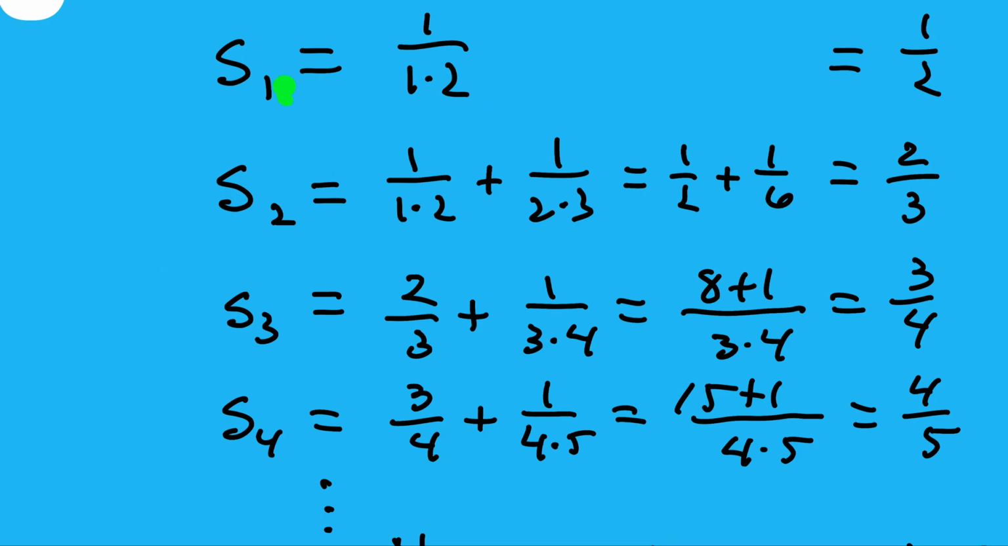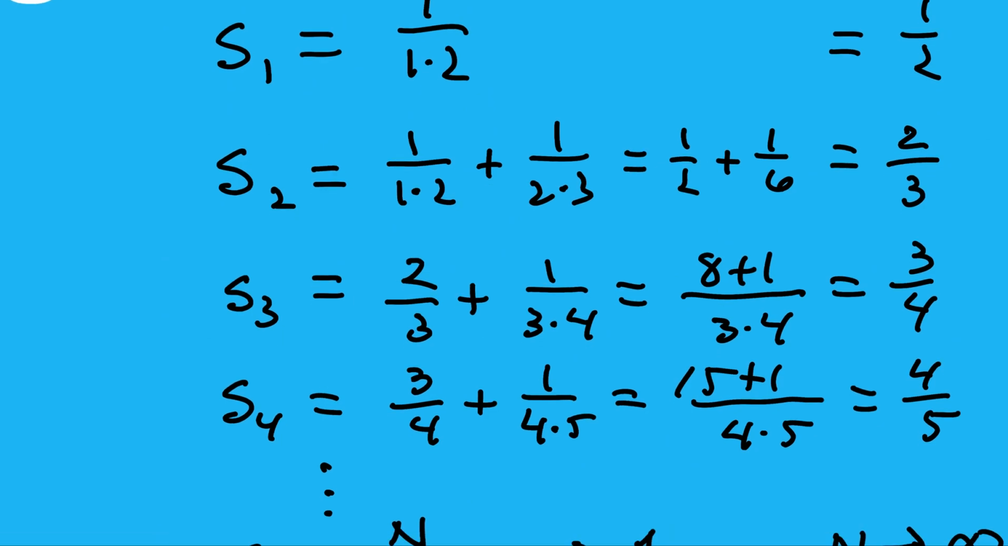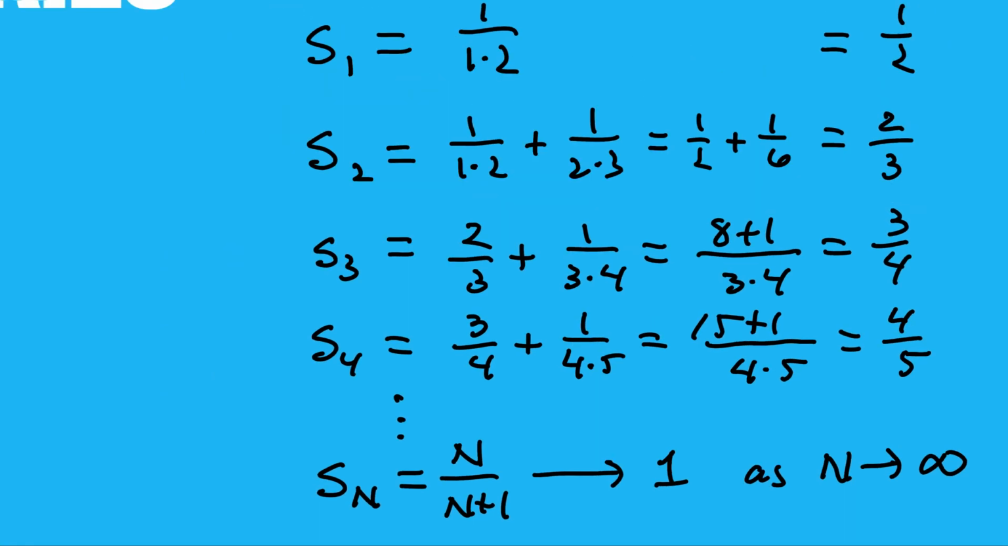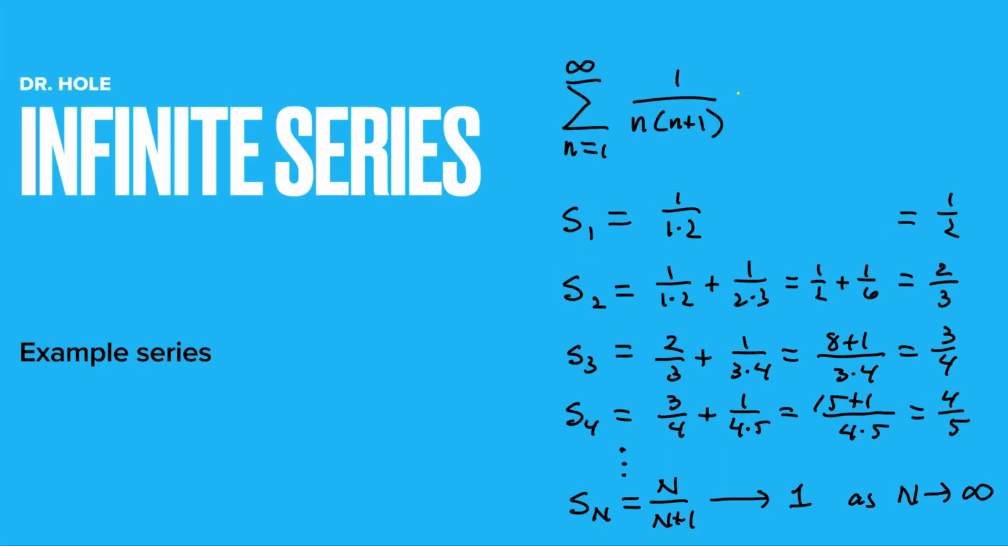Notice the pattern. For n equal 1, it's 1 over 2, n equal 2, 2 over 3, and so forth. So the capital Nth partial sum will be capital N over N plus 1. Taking the limit as capital N goes to infinity, we're going to get 1, which tells us that the series has a value of 1. 1 is a finite number. Therefore, this series converges. Excellent.